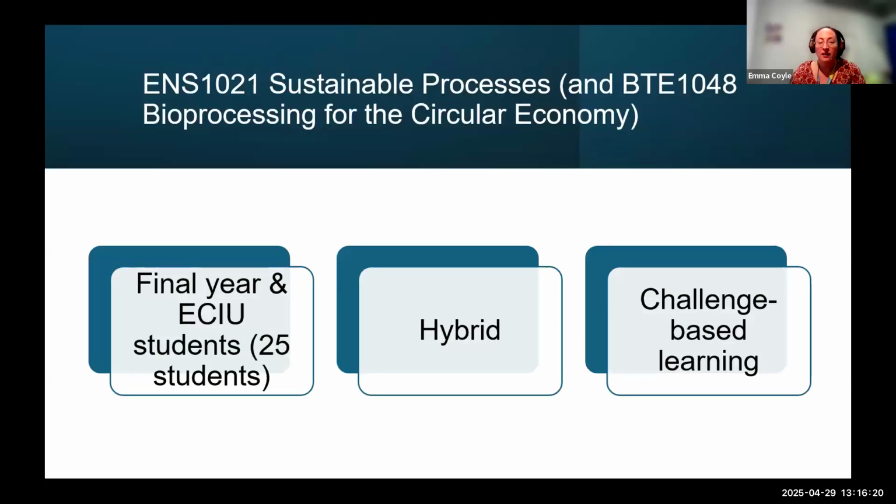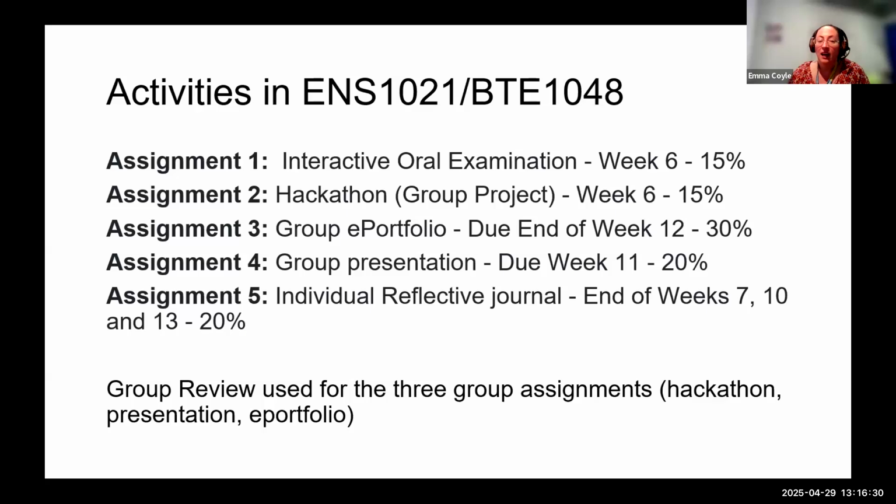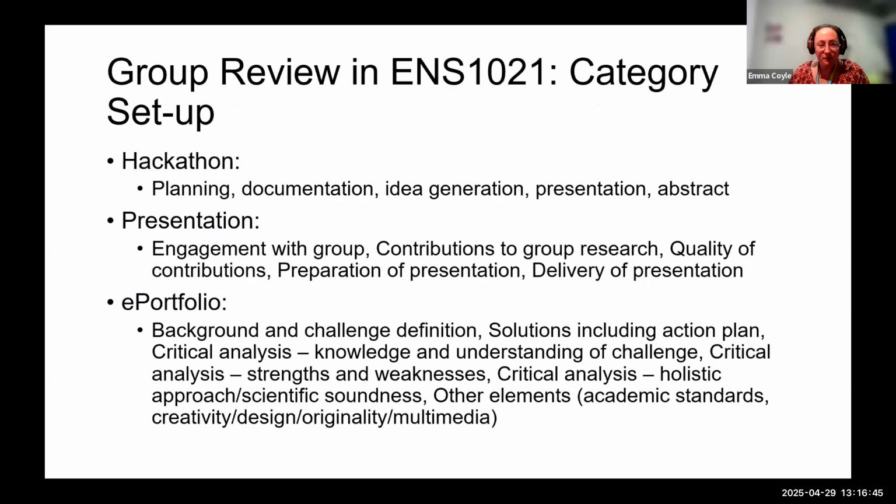So this module is a final year. It's open to ECIU students, so it's delivered in a hybrid fashion. We had 25 students for the first iteration. And again, like the other one, we had multiple activities, and any of the group ones, we used the group review. So our hackathon, a group e-portfolio, and a group presentation. You can see here they're worth 65% of the module overall. So it is critical that we could give individual grades here.